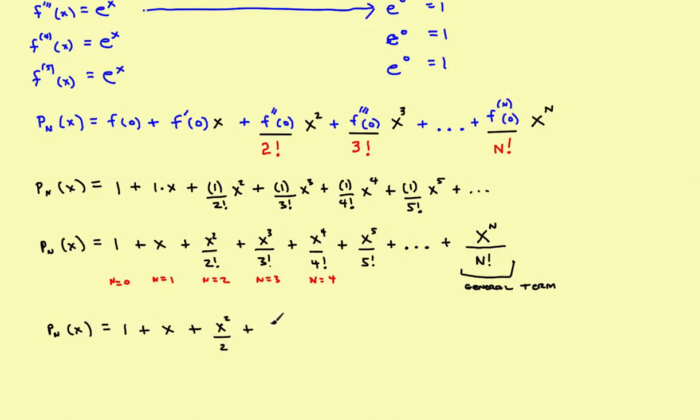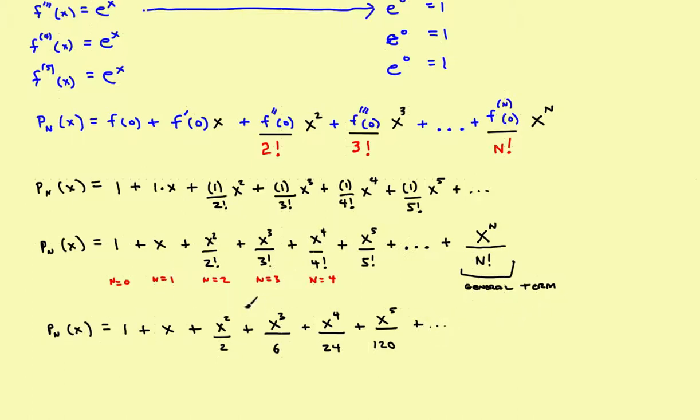Then I've got a plus. Here's an x cubed, divided by 3 factorial, that's 3 times 2 times 1, which would be 6. Then plus x to the 4th, 4 factorial would be 24. And then finally, we'll go ahead and put one more on here, x to the 5th, divided by 5 factorial, which would be 120, and then plus, and you go all the way out here to the end.